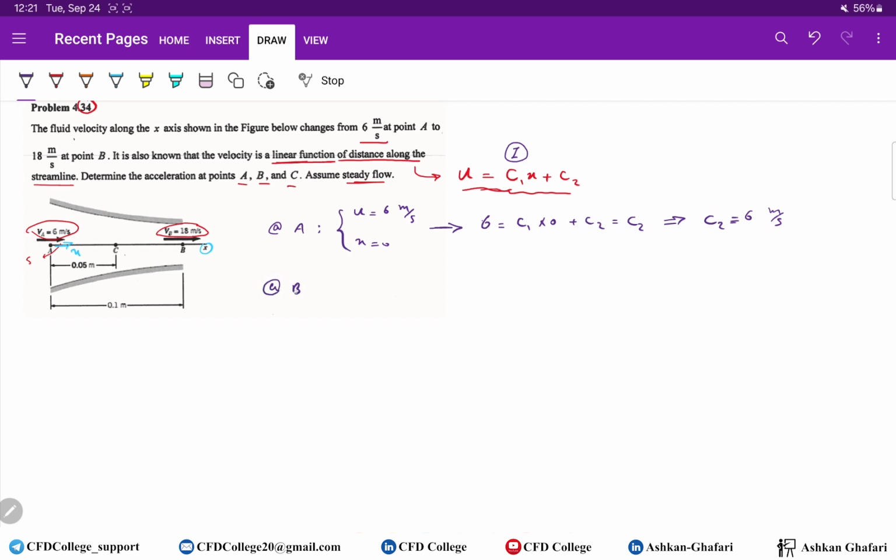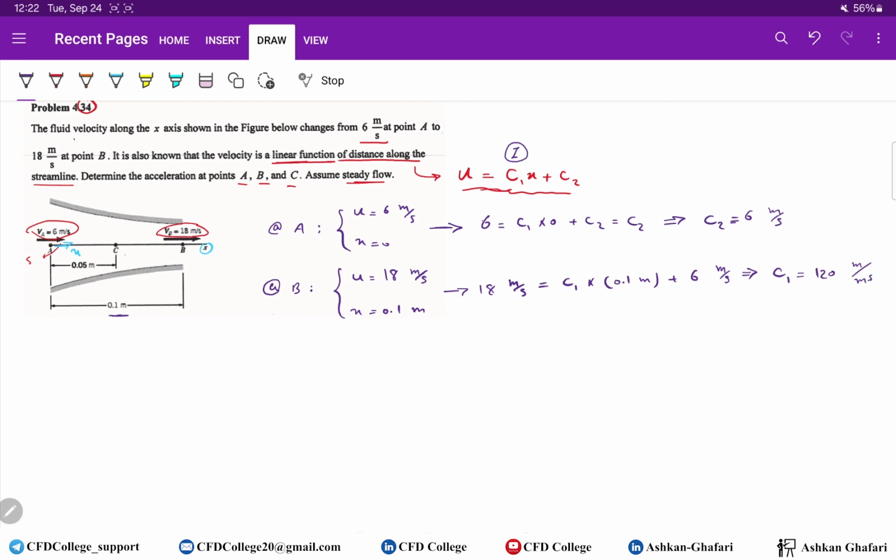At point B, we know that u equals 18 meters per second, x equals 0.1 meters. So 18 meters per second equals c1 times 0.1 meters plus c2, which is 6 meters per second. From this equation you can find c1 equals 120 meters per meter second.